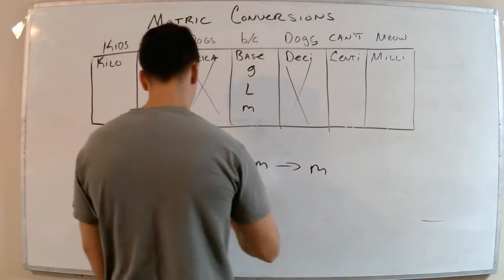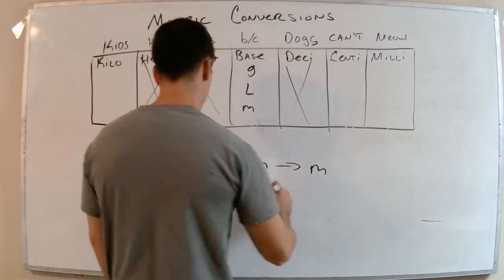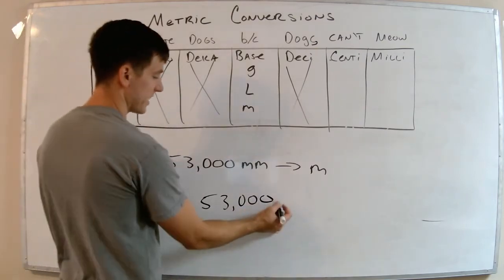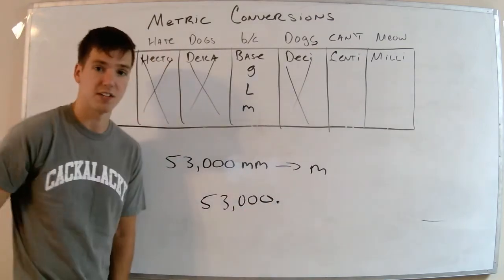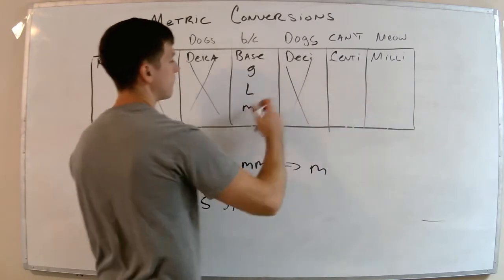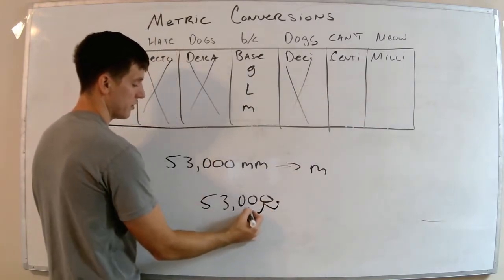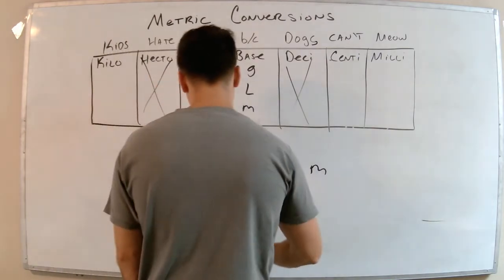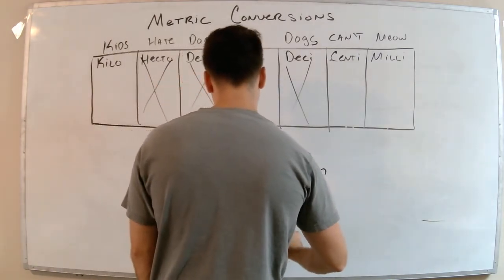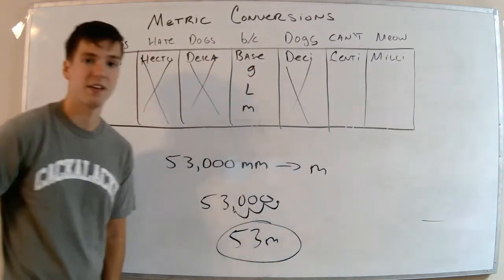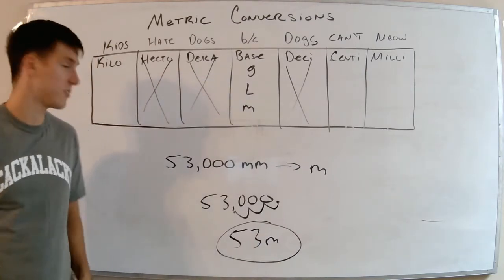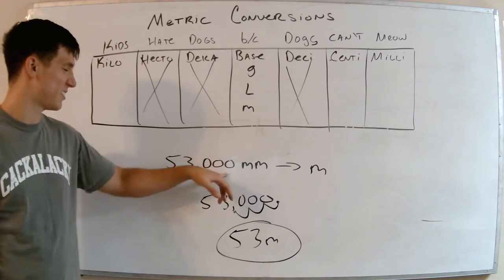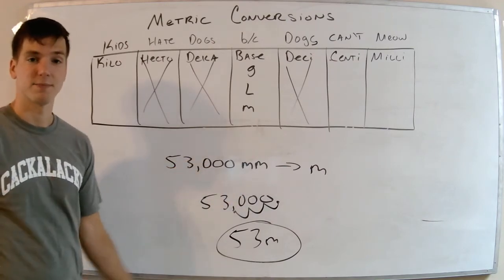So we have 53,000. In this case, the decimal isn't stated. If it's not stated, it's always at the end of the number. And again, from milli to base, we go 1, 2, 3 to the left. So there ends up being 53 meters in 53,000 millimeters. Okay, so in this situation, if you want to divide by 1,000, that's fine. I think it's just easier to move it 3 to the left.